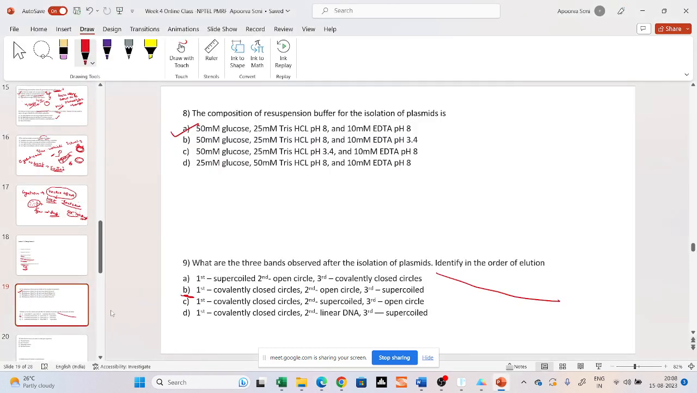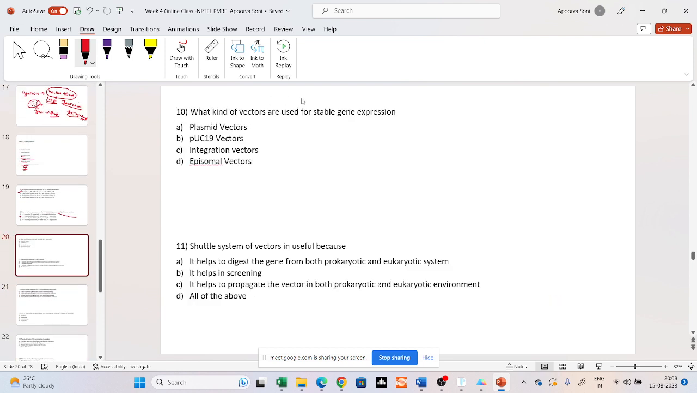Okay, now we'll go to the next question. What kind of vectors are used for stable gene expression? Plasmid, pUC19, integration plasmid, episomal vectors. Plasmid vectors, no. One thing that you have to understand is that there are two kinds of gene expression.